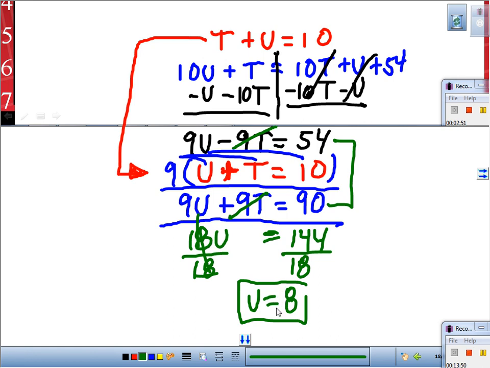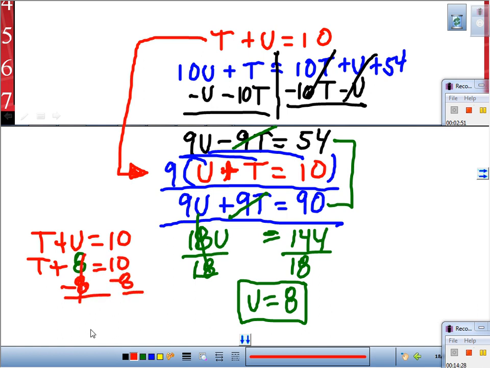Okay, tell your neighbor what to do to solve for T from there. Okay, so which one do I use? Helena. Tell me what to write. That is correct, and we substitute instead of U, we substitute the 8. So this is T plus 8 equals 10, minus 8, minus 8. T equals 2.